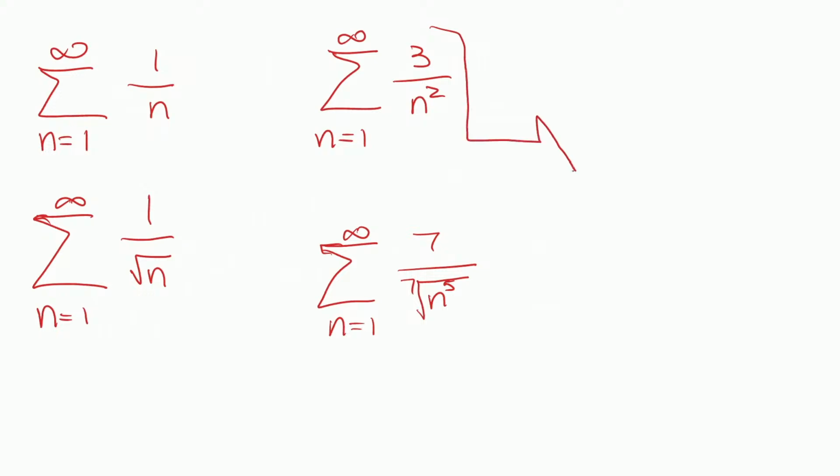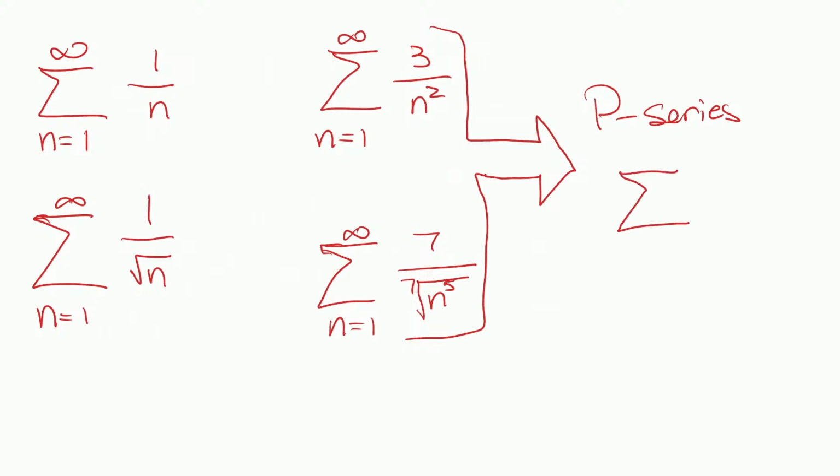I'm going to put them here, and I'll go back to the PowerPoint momentarily. These are called P series. And here's the general form of a P series. So there it is. It's just something over n to a power. The P represents the power.